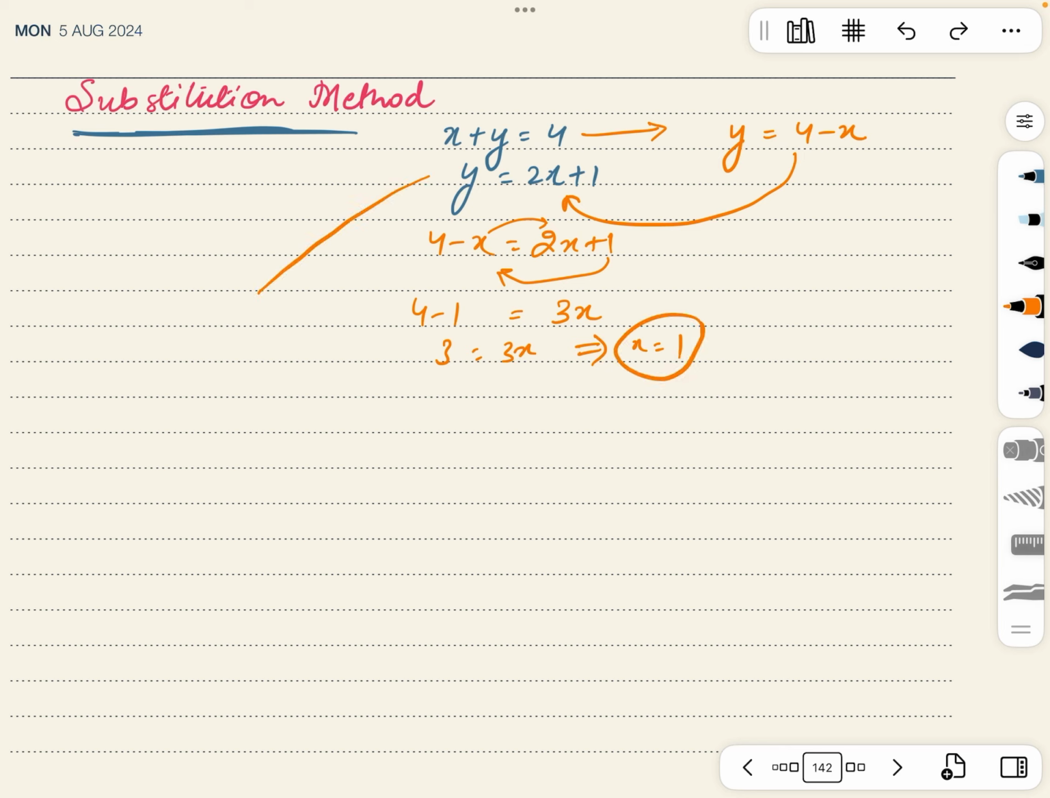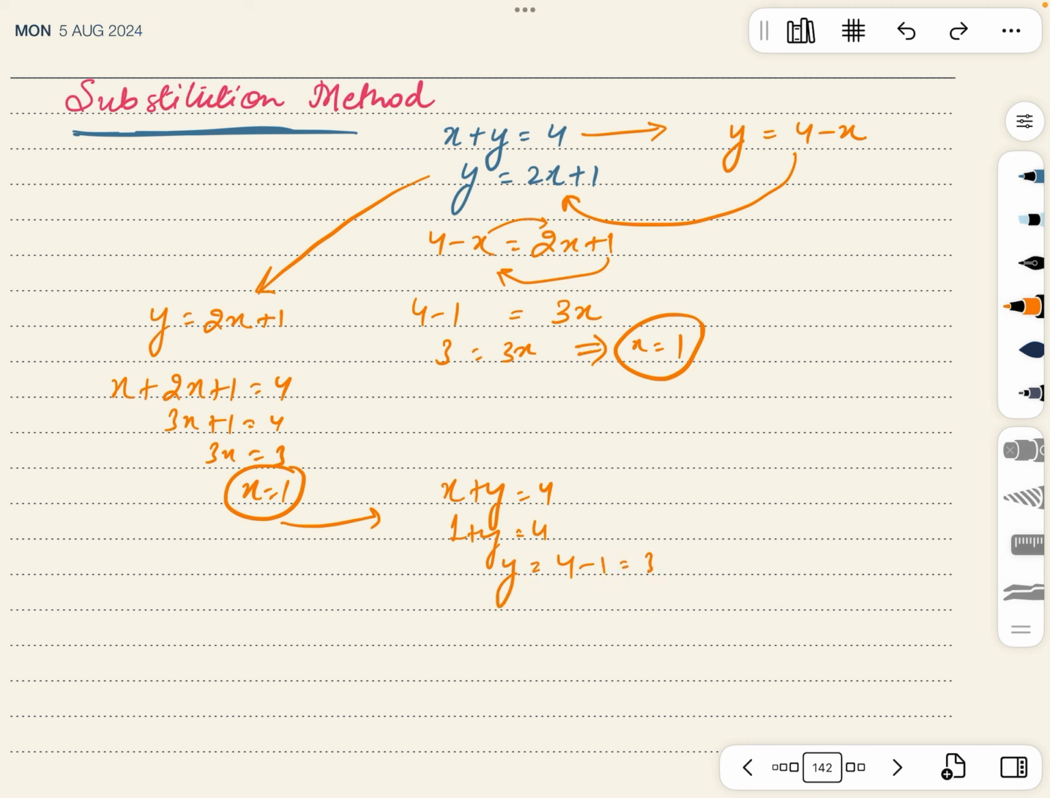Also, the other way could be, since y is already given as 2x plus 1, just plug it into the first equation. So x plus 2x plus 1 is equal to 4, 3x plus 1 is equal to 4, 3x is equal to 3, x is equal to 1. Any which way. Now you just plug this into any equation. So x plus y is equal to 4, x is 1, plus y is equal to 4. So y is equal to 4 take away 1, which is 3. Explored. So x and y have been found through this method of substitution.